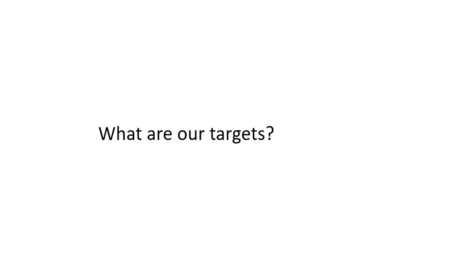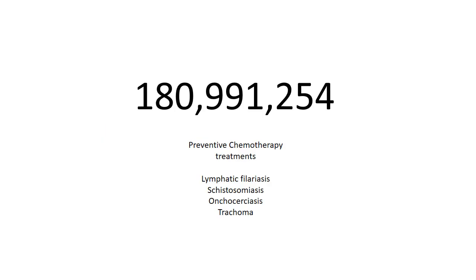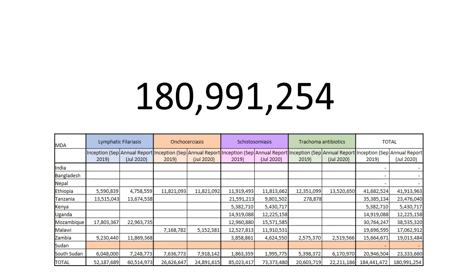So what are our exact targets for the Ascent program? As you might recall, at this moment we have a target of 118,991,254 preventive chemotherapy treatments, which we're supposed to deliver across the following diseases: lymphatic filariasis, schistosomiasis, onchocerciasis, and trachoma. So this is an enormous number, but this is split out over different countries, as shown on this slide.